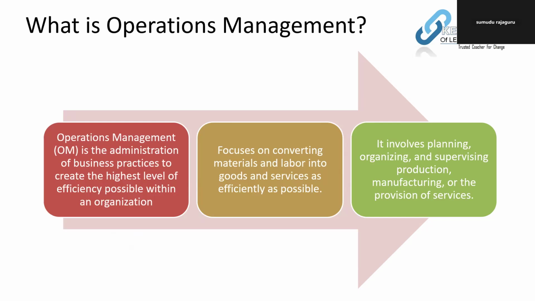It creates the highest level of efficiency possible within an organization. So now you can see the focus. Actually, the focus of operation management is converting material and labor into goods and services as efficiently as possible. So converting material and labor into goods or services, that is the focus. It involves planning, organizing, and supervising production, manufacturing, or the provision of services. So this is operation management.